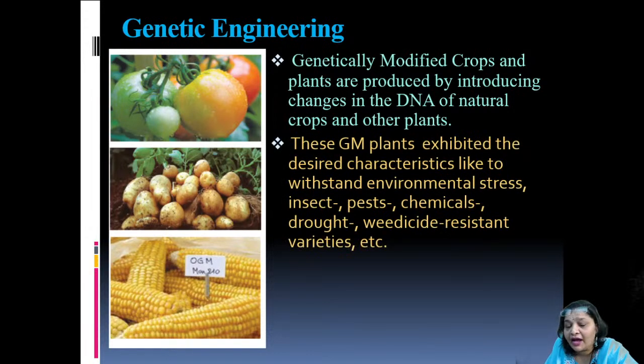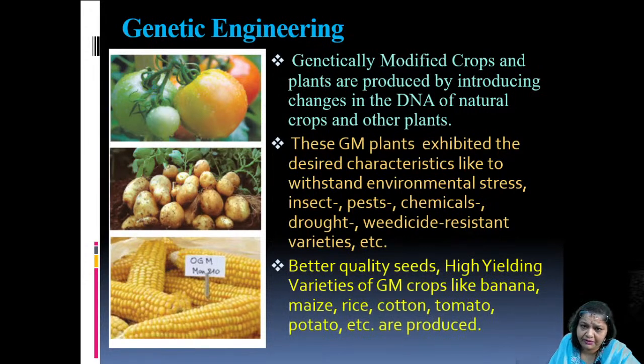These GM plants, or genetically modified plants, exhibit the desired characteristics, like the ability to withstand environmental stress: insect resistant, pest resistant, chemical resistant, drought resistant, weedicide resistant varieties, and many more different types of varieties. Hybrids are being produced. Better quality seeds are being produced. High yielding varieties of genetically modified crops like banana, maize, rice, cotton, tomato, potato, etc. are produced with the desired characteristics.